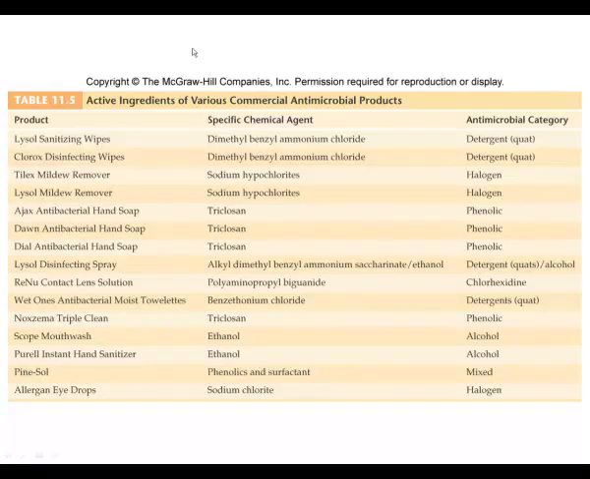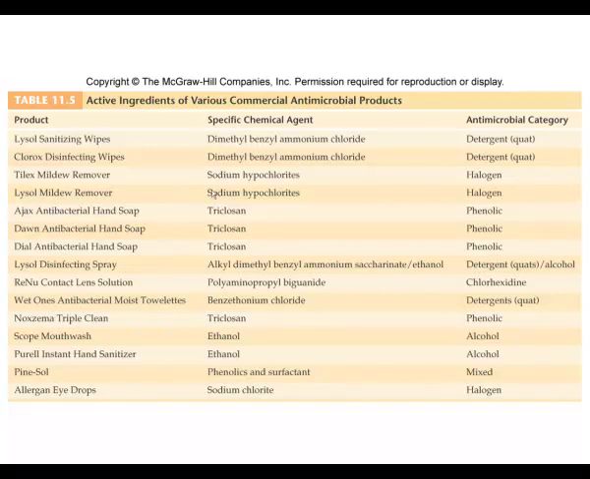Here is a table that I think is a very nice table. I can't remember if this was taken out of your book or if it still is in your book. I got this from the last edition. But it tells you the product name, what its chemical agent is, and what its antimicrobial category is. Is it a detergent? Is it a halogen? Is it an alcohol? What does it do? And so you can see kind of the products that you're using. A lot of us use Clorox disinfecting wipes. We use Ajax. We use Dawn dishwashing liquid. We use Pine Sol. All of those kinds of things.